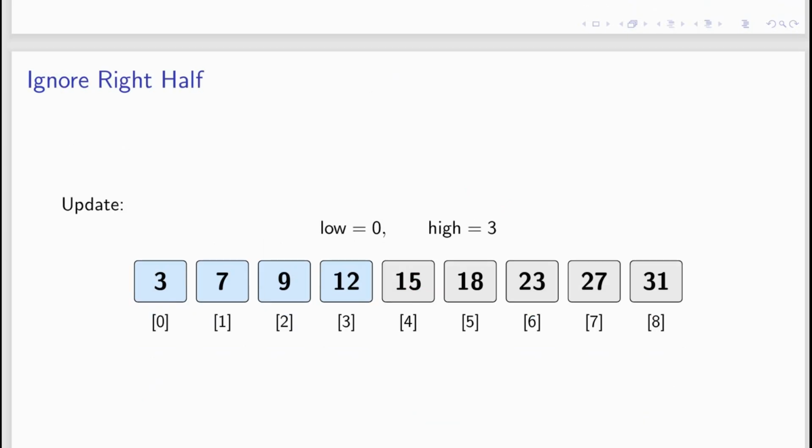Now in this case, ignore the right half. They have ignored the right half. Now the new value of high will become 3 and low is still on index number 0. Now they will again calculate the mid value and then compare the searching value with the mid element.